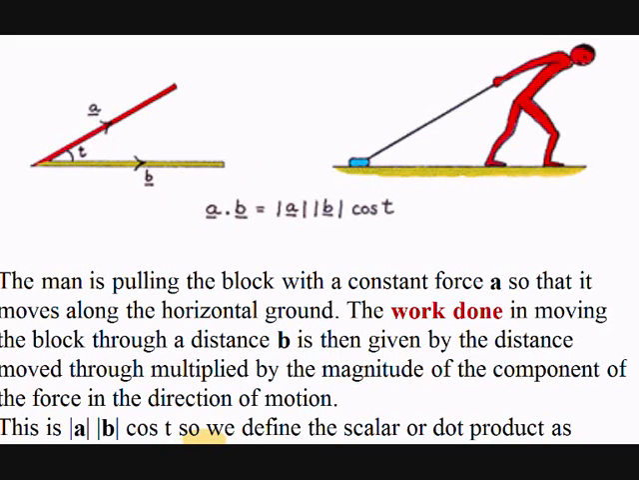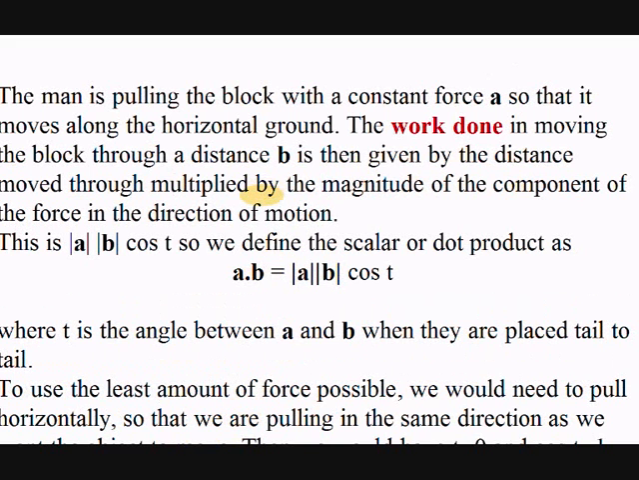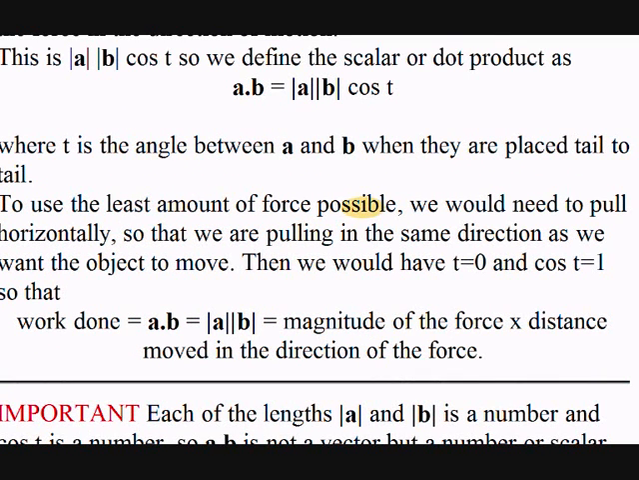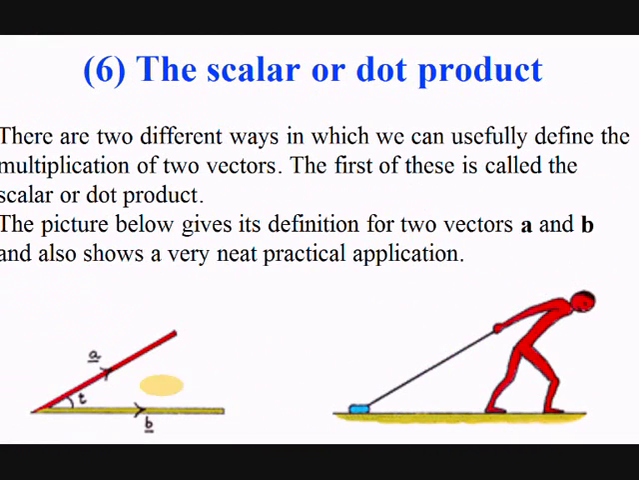So we define the scalar product as A dot B equals modulus of A, modulus of B, cos T, where T is the angle between the vectors. To use the least amount of force possible, we would need to pull horizontally so that we are pulling in the same direction. That is, to pull this block, we have to apply the force horizontally. That means this angle will reduce down to 0. So he has to pull horizontally.